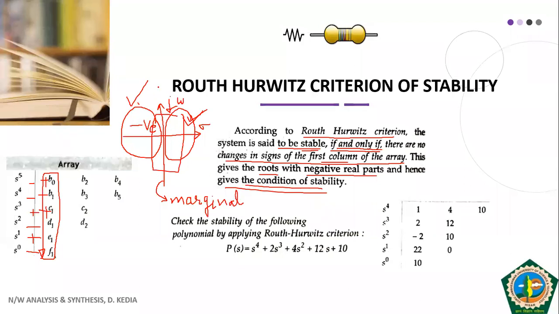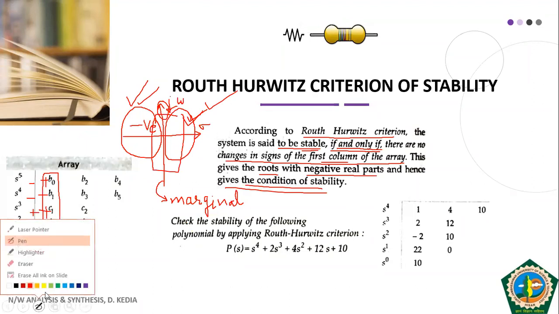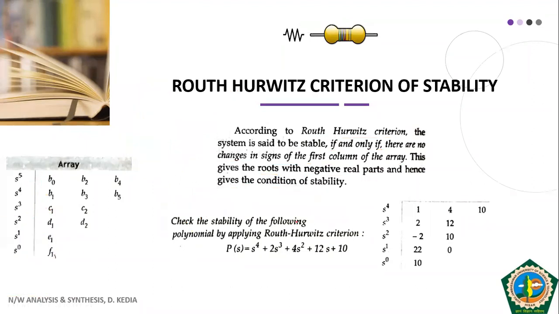So stable, unstable, and on the j omega axis, it is your marginally stable. Fine. So I hope this thing is clear. So we will take one example now, then you will be able to understand clearly. Let me explain this example and then I will take your doubts, if any, so that you can understand in a better way. What we are given is a polynomial in S.